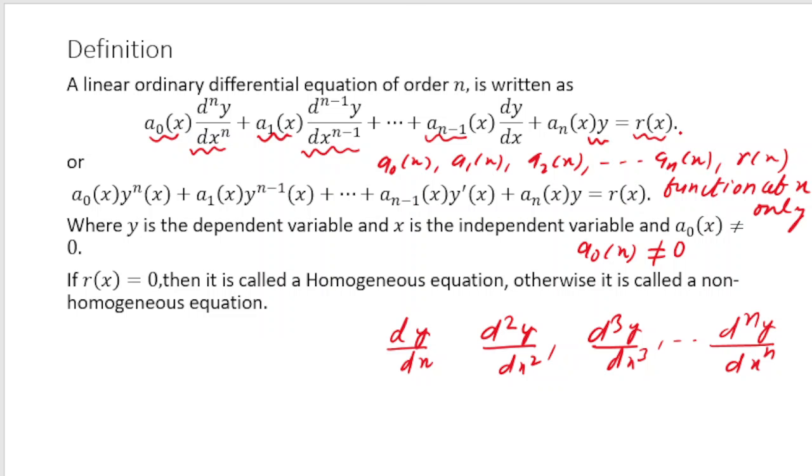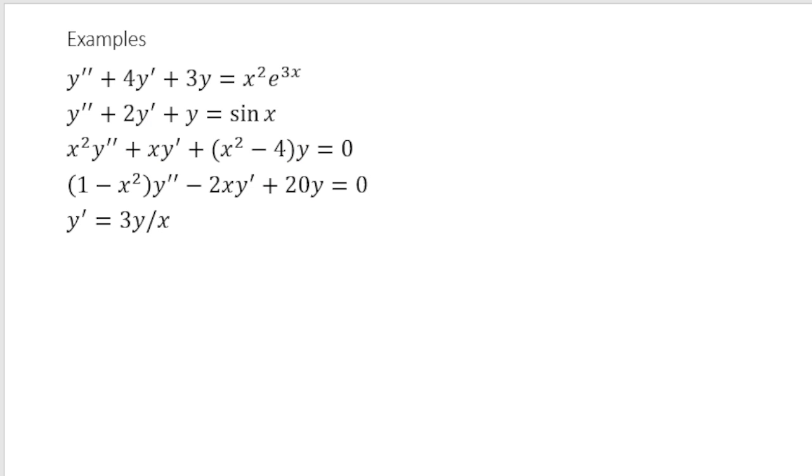In case the right hand side r x is equal to 0, then we call it a homogeneous linear differential equation. If r x is not equal to 0, then we call it a non-homogeneous linear differential equation. So let us look at some examples and identify whether these are linear differential equations.